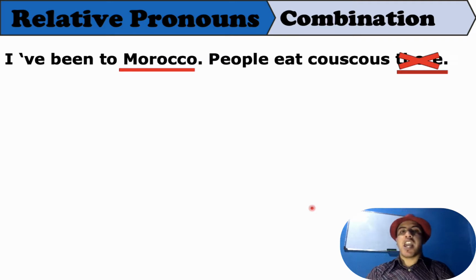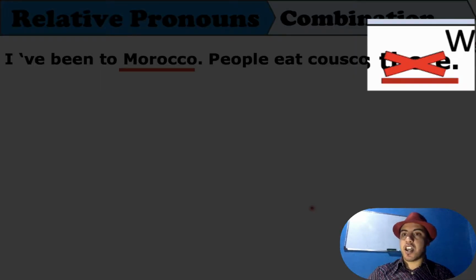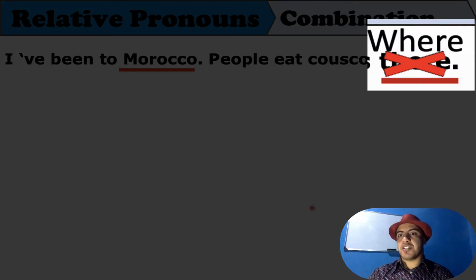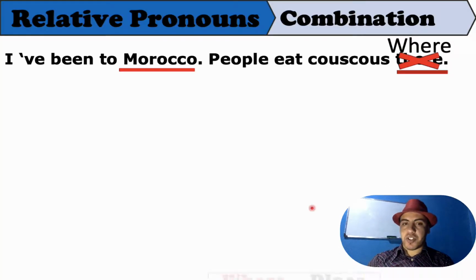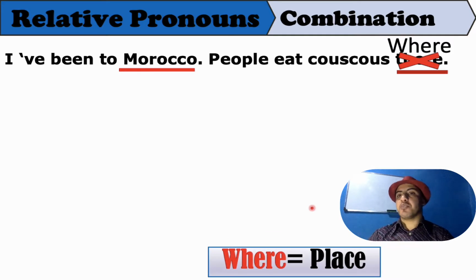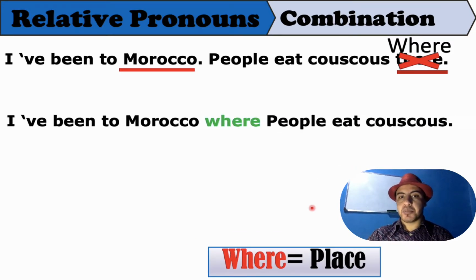Morocco is a place. And what is the relative pronoun that we use with place? It is where. Very good. So the answer is where, and we use where for what? For place. So the answer is: I have been to Morocco where people eat couscous. And what does where refer to? Good. It refers back to Morocco because Morocco is a place.